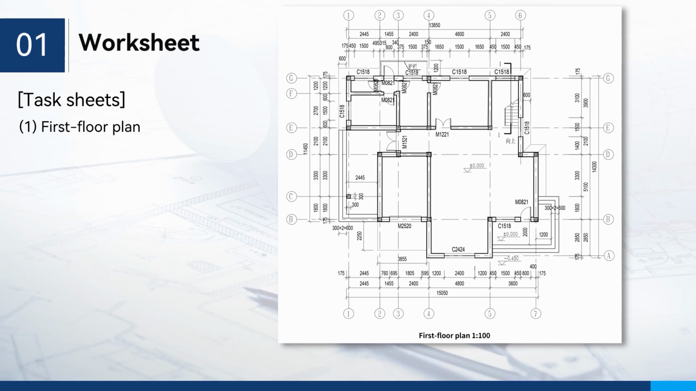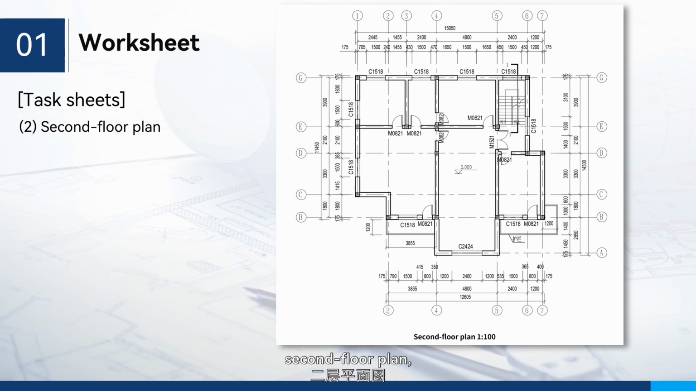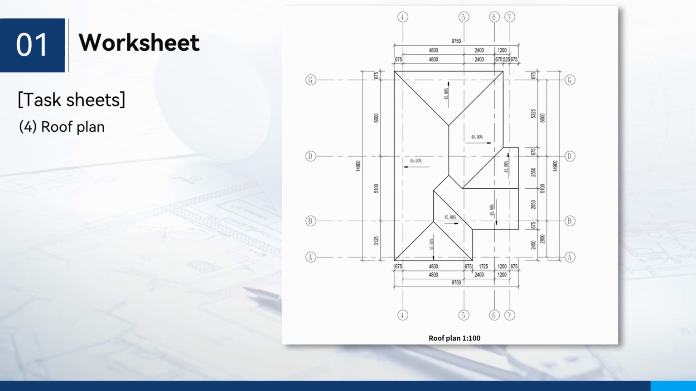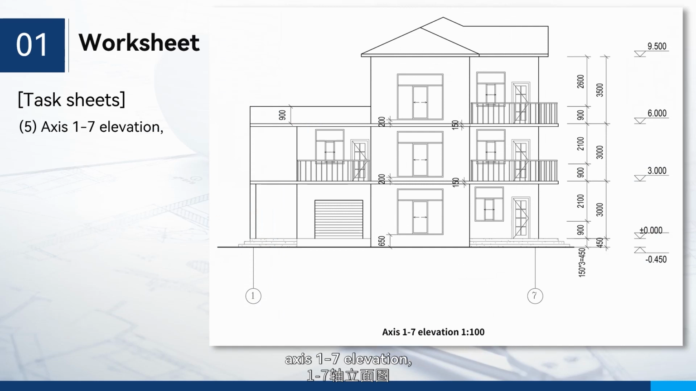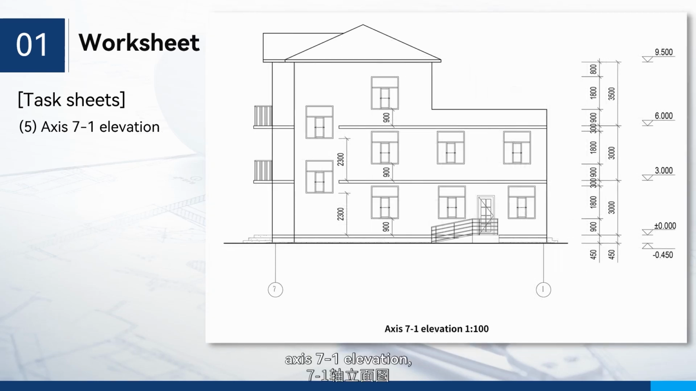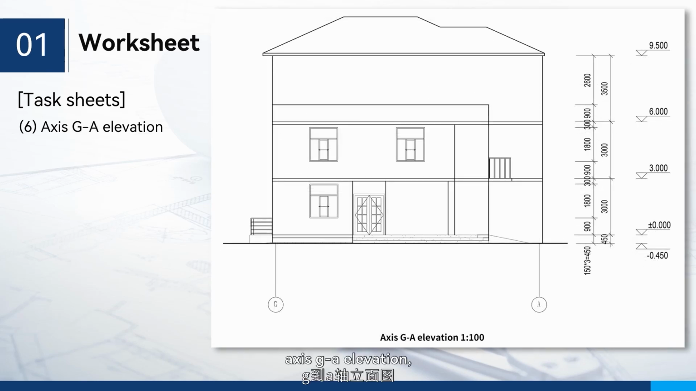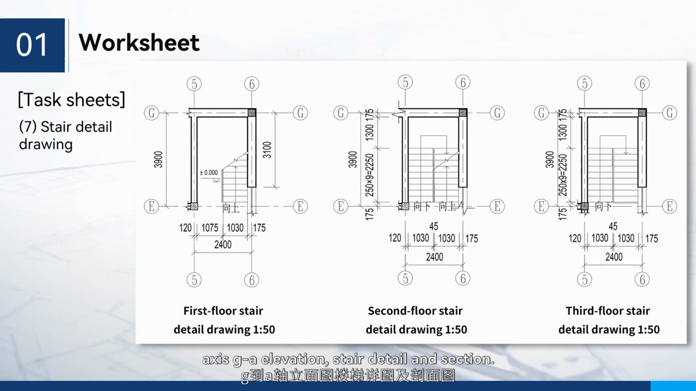First floor plan, second floor plan, third floor plan, roof plan, axis 1 to 7 elevation, axis 7 to 1 elevation, axis A to G elevation, axis G to A elevation, stair detail and section.